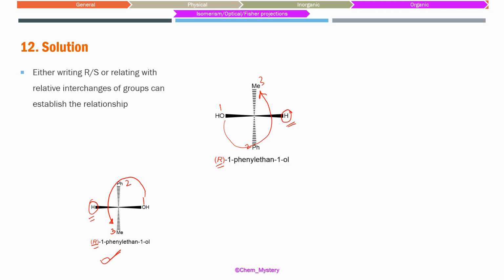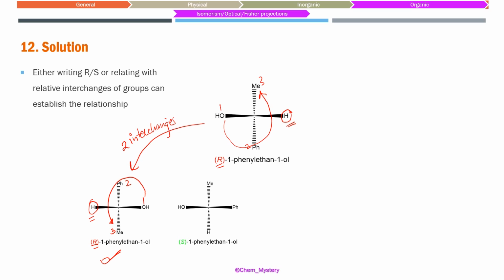We understand that when we do an even number of interchanges for the same stereocenter, its stereochemistry remains unchanged. Either way we can go ahead. This compound is going to be S because hydrogen is already away from the observer. Priority number 1, priority number 2, priority number 3 is going to be anti-clockwise. This is going to be S only. This is not going to be the same molecule. This is going to be something different.